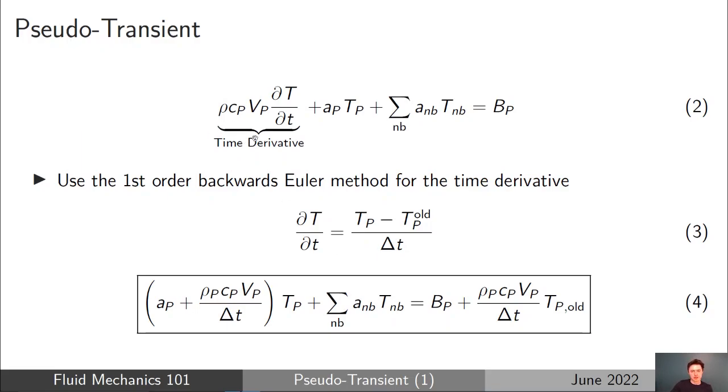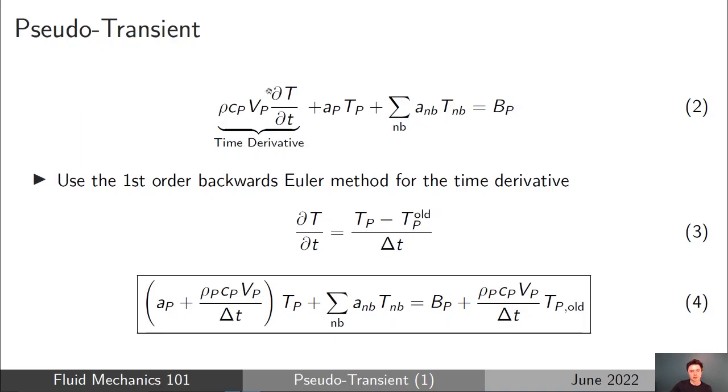We've added this artificial time derivative there, and what we do is we use the first order backwards Euler method, or the implicit Euler method, you'll sometimes see it referred to, to approximate that time derivative here as the difference in the temperature at the centroid of the cell between the current iteration and the previous iteration divided by the pseudo time step here, delta t.